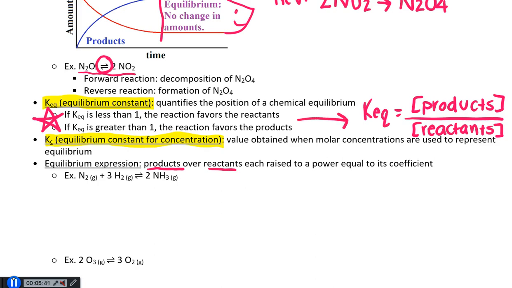So if you think about this equation, you shouldn't have to memorize your KEQ value. If you have more products, that means the numerator is going to be bigger. If you have a bigger number divided by a smaller number, KEQ would be greater than 1. So KEQ is greater than 1, it's going to favor the products. If you have more products, numerator is bigger than the denominator, KEQ would be greater than 1.